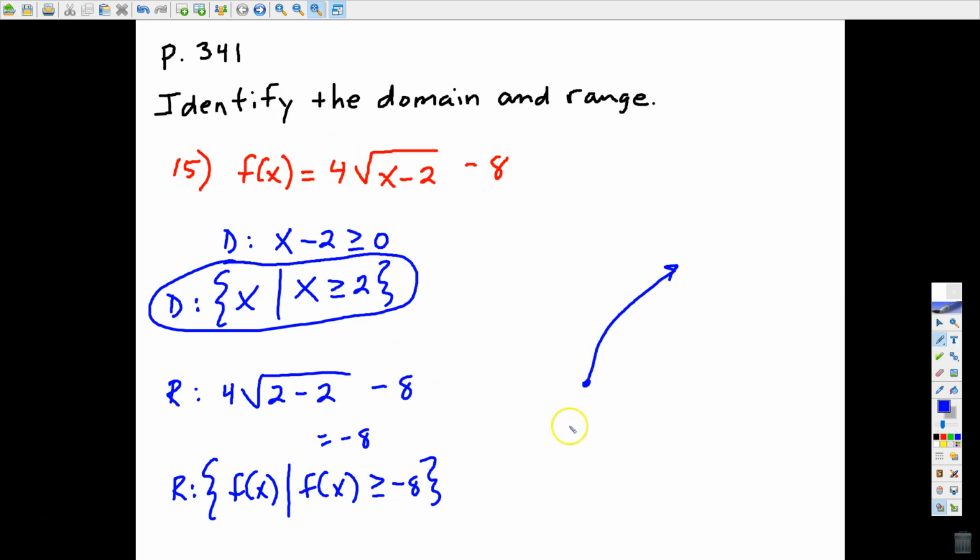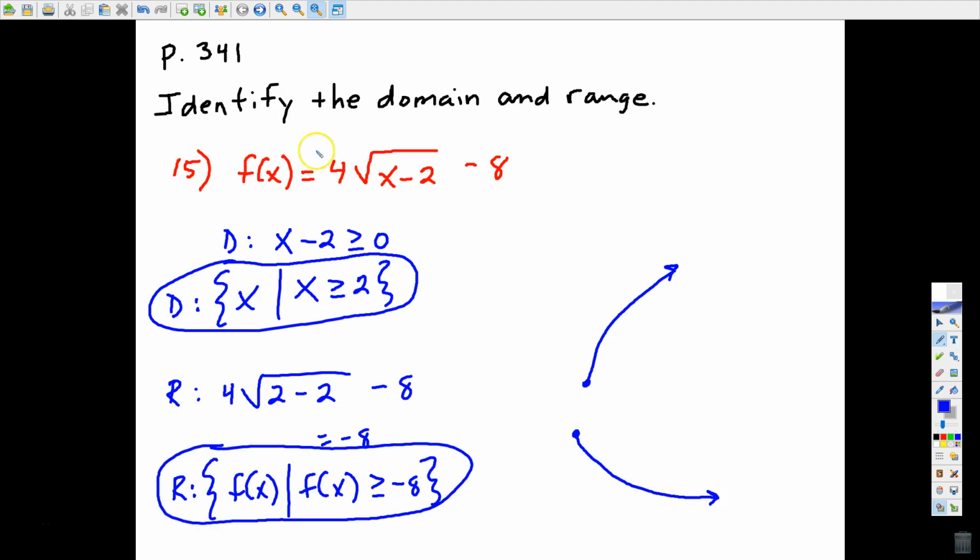If a is negative, that means your graph is going to do something like this. So this end point represents the highest point, and so you're going to have less than or equal to whatever that y value happens to be. So here's your range answer.